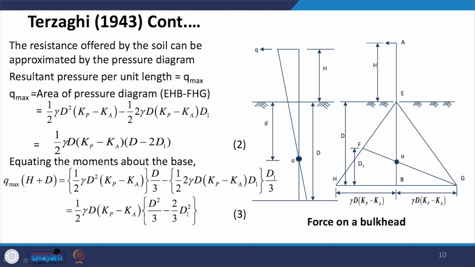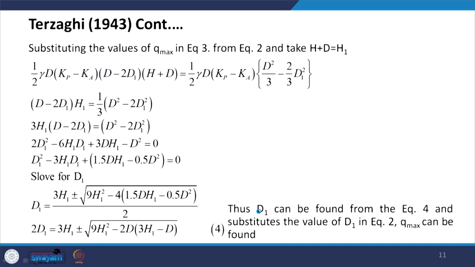First, substitute the value of Qmax from equation 2 into equation 3, and after substituting, terms cancel from both sides. Ultimately you get this equation, in which d1 is unknown. Our objective is to find the value of d1. This is a quadratic equation written in this form, and if you solve it, you get the value of d1.